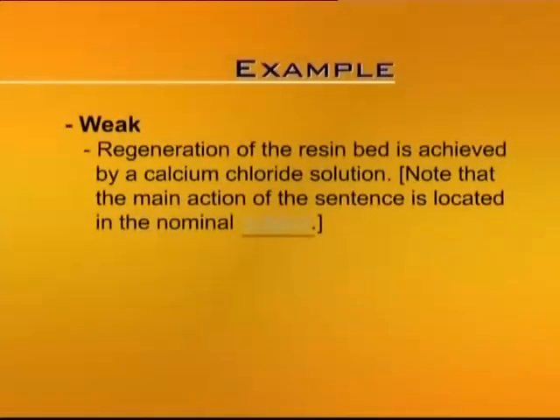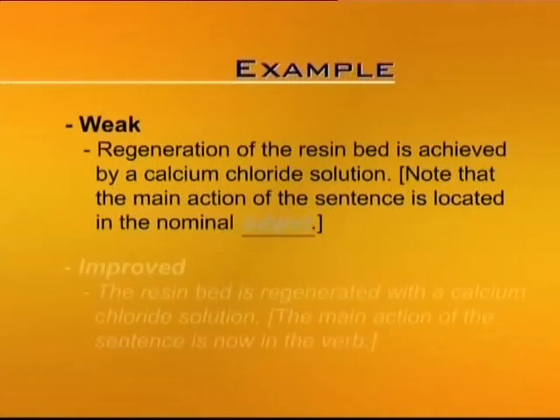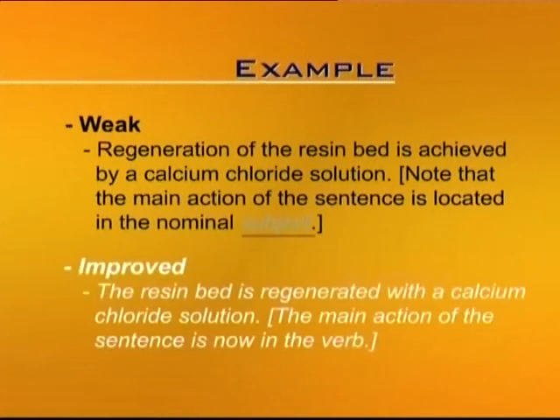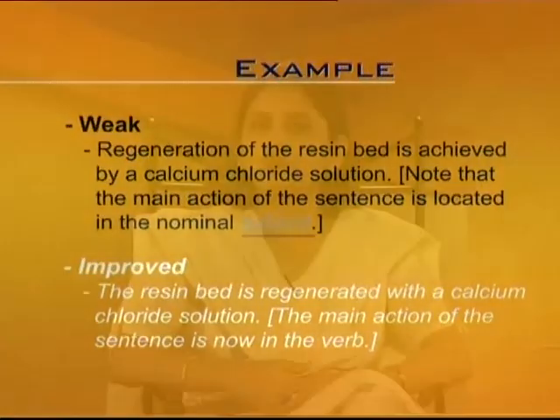इसी तरह, regeneration of the raisin bed is achieved by a calcium chloride solution. Now note that the main action of the sentence is located in the nominal subject, whereas the improved version would be, the raisin bed is regenerated with a calcium chloride solution. Here the main action of the sentence is now in the verb, is regenerated, जबकि पहले में हमने regeneration जो था उसको nominalize कर दिया था.